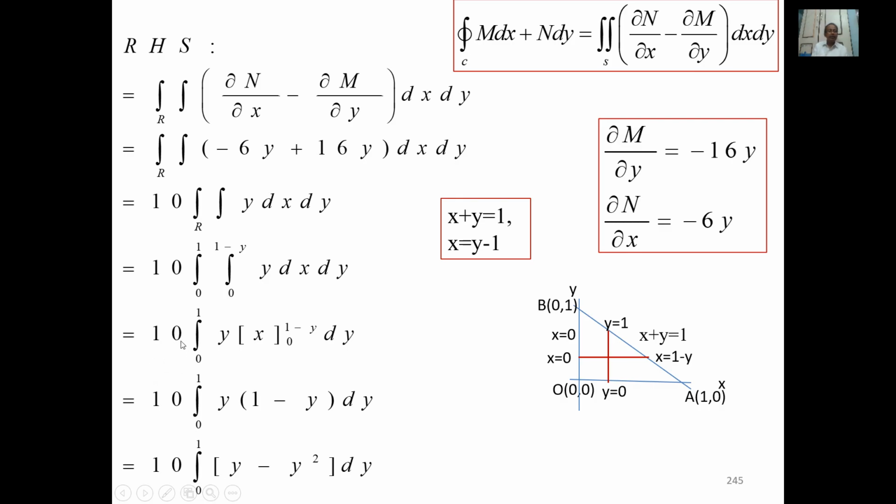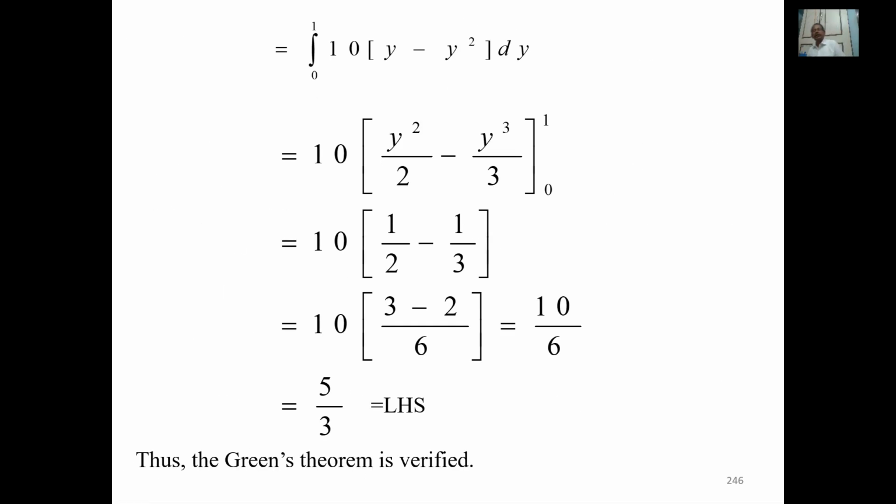So we have now 10 times the integral from 0 to 1 of y. We have integrated dx, which gives us x from 0 to 1 minus y. Substituting the upper limit will give us 1 minus y. Substituting the lower limit will give us 0. So y times (1 minus y) dy, which will give us y minus y squared dy. I have written the same thing here. And after the integration, it will give us y squared by 2 minus y cubed by 3. Substituting the upper limit will give us 1 by 2.